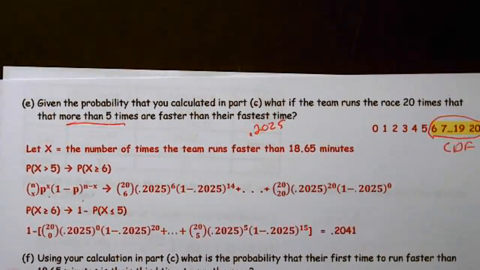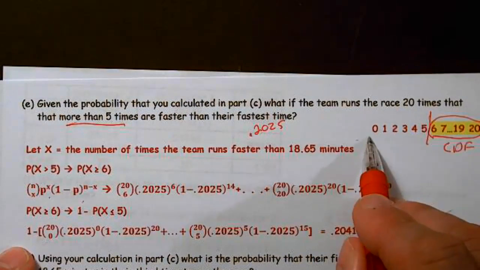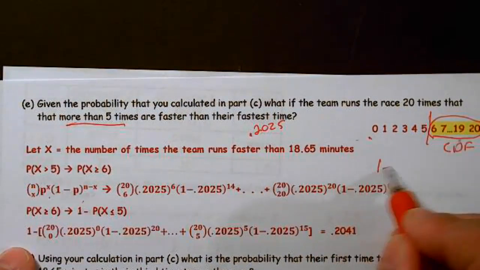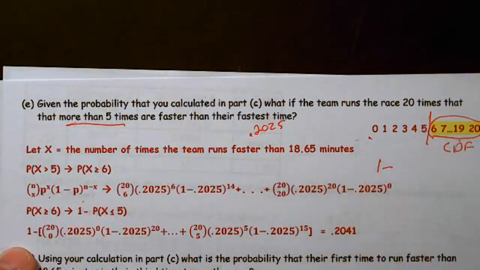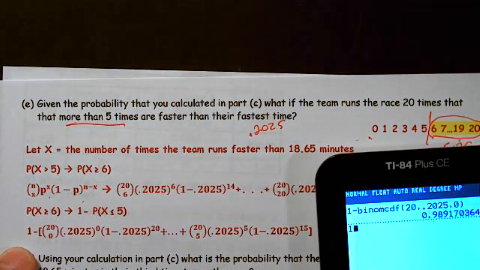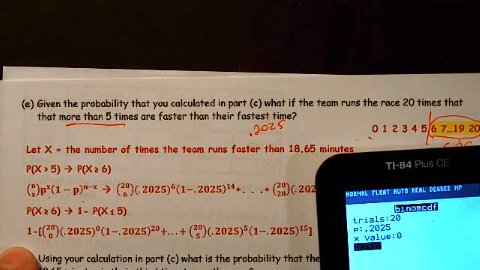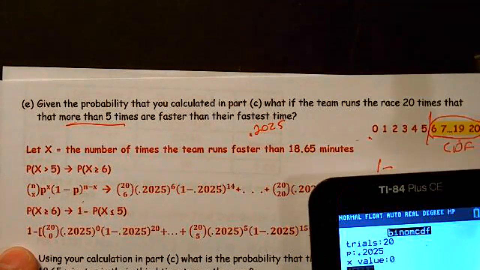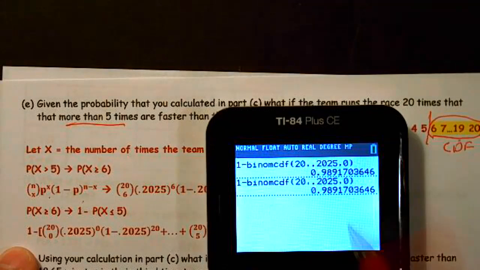What I prefer is what I put into the calculator. Because the calculator works left to right, and it's a more than, I go 1 minus what I don't want. The highest number I don't want is 5. So in this case, 1 minus second vars, binomial CDF, trials is 20. Our probability is 0.2025. X is 5, because that was the largest value that I didn't want. Press enter.